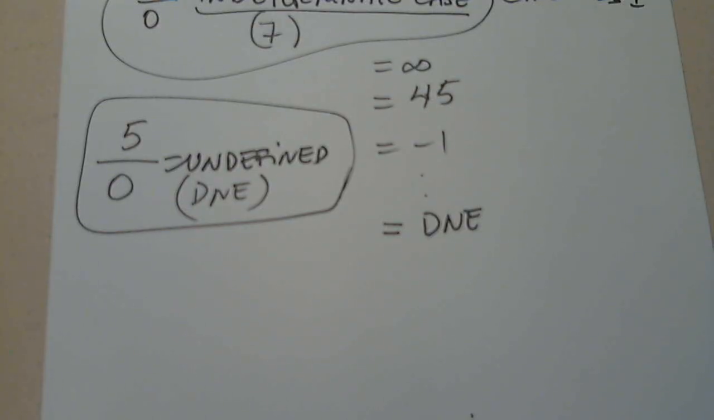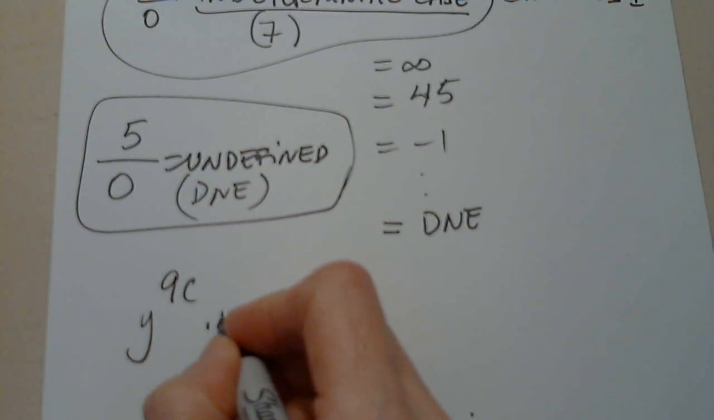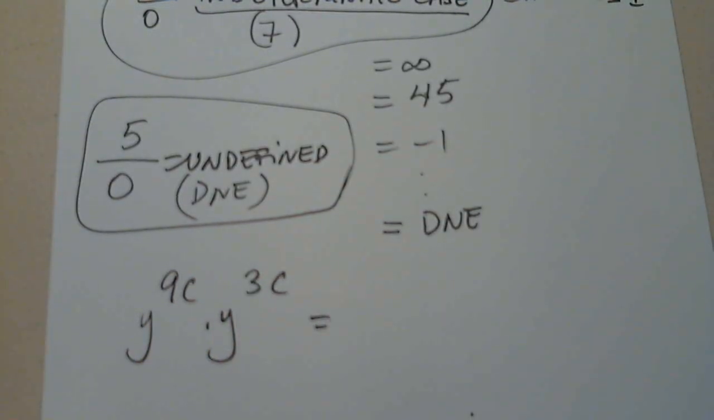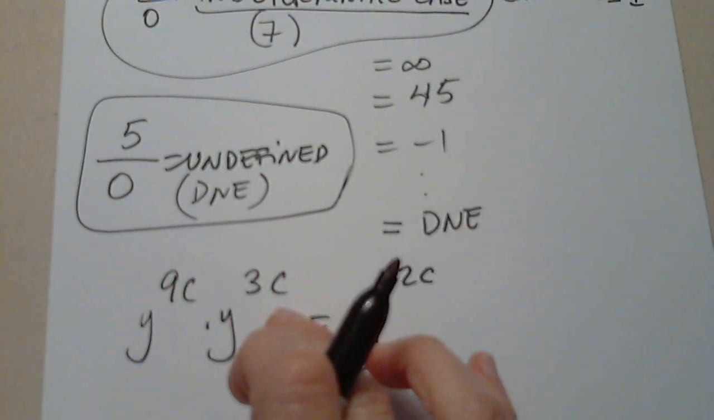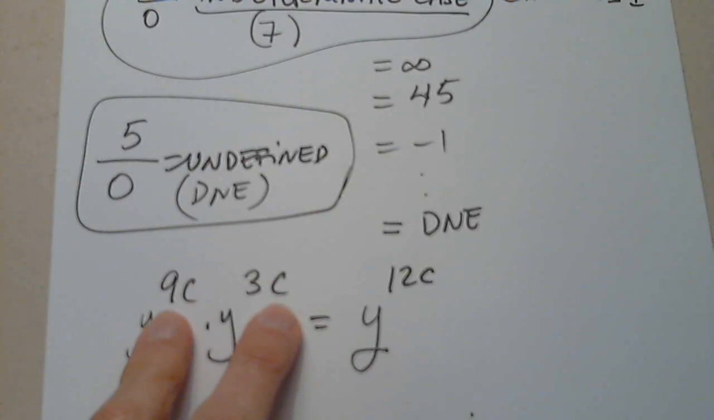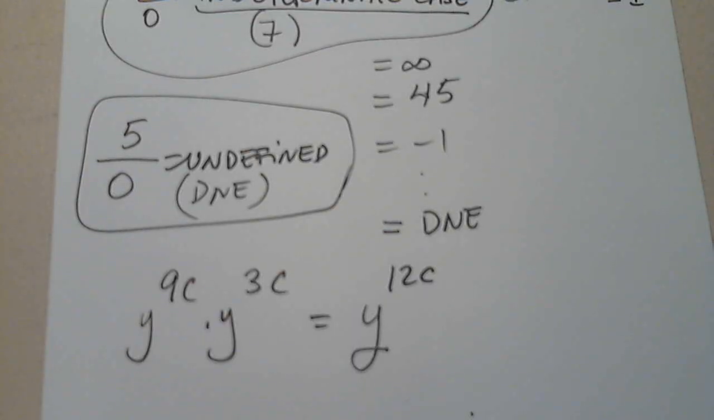Simplify the expression. Let's do this one. So y to 9c times y to 3c. Close. Yes, we copy the base and we add the exponents, and we know how because these are like terms. So we copy the base and we add and we get 12c. Perfect.